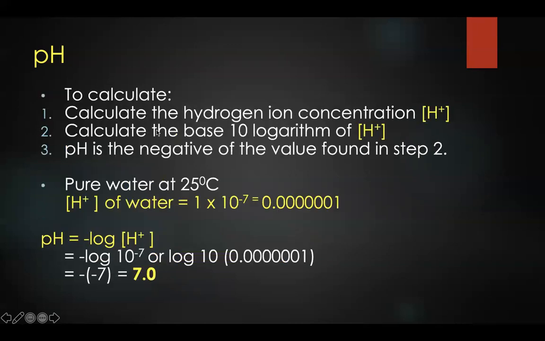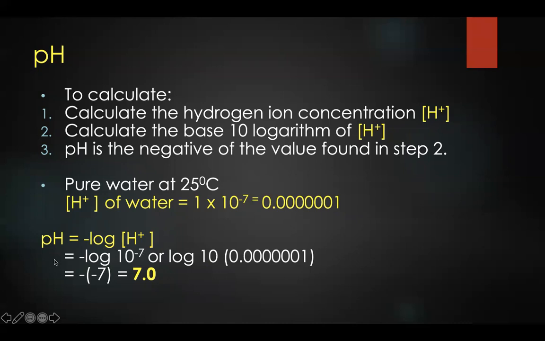Now, how do we calculate pH? In calculating pH, we need to calculate the hydrogen ion concentration and calculate the base 10 logarithm of the hydrogen ion concentration. And the pH is just the negative value found in step 2. So for example, if you have pure water at 25 degrees Celsius, the hydrogen ion concentration of water is around 1 times 10 raised to the negative 7. And we can calculate it to pH using the equation pH is equal to the negative log of hydrogen ion concentration.